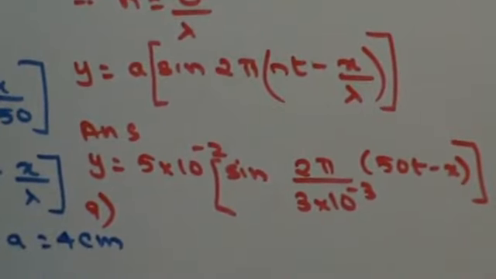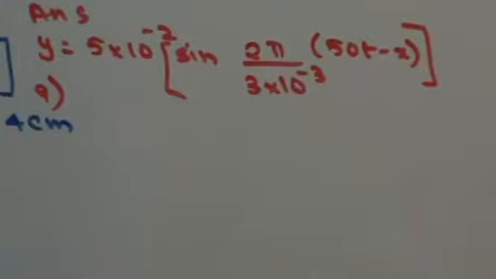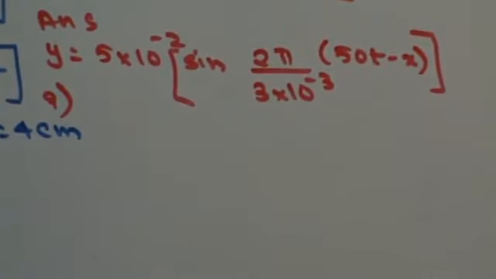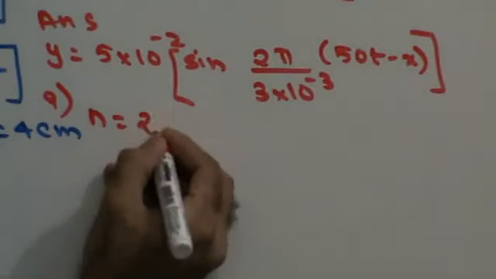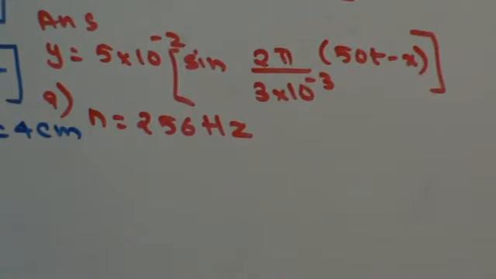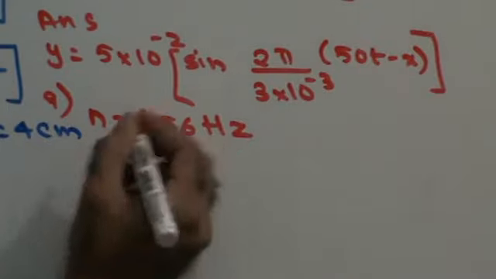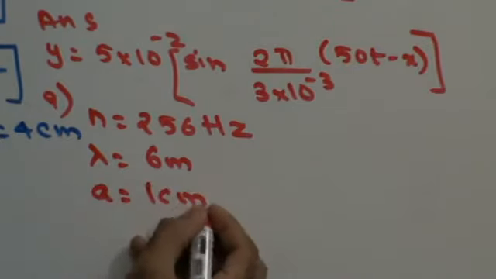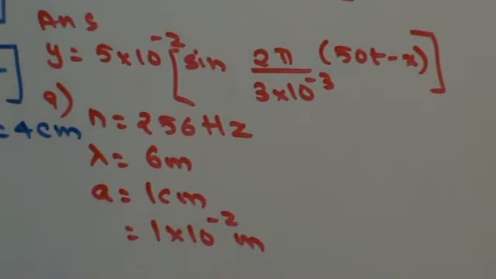Write the equation of a progressive wave having frequency of 256 Hz, wavelength of 6 meters, and amplitude of 1 centimeter.